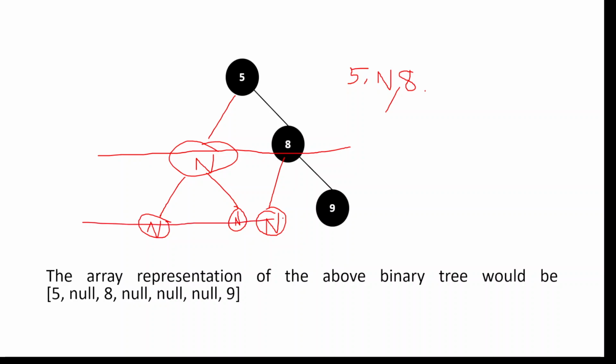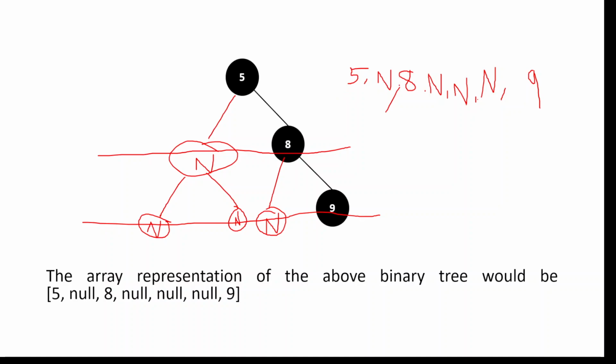So I move to level 2. In level 2, start from the leftmost. The first element is null, the next element again is null, the third is again a null value, and the last value is 9. So this is how we represent this particular binary tree in array representation.